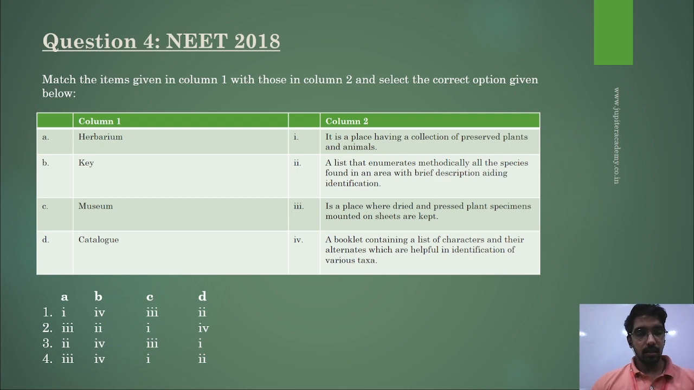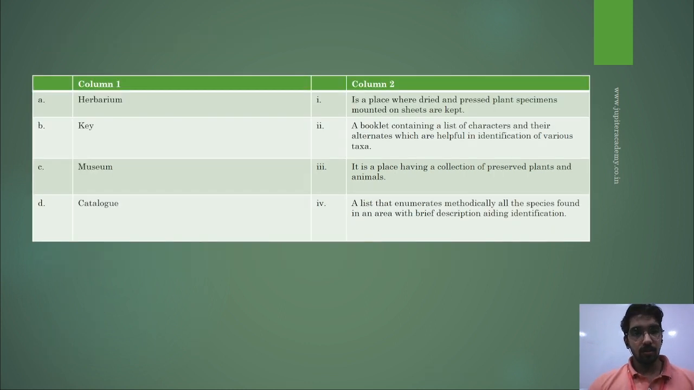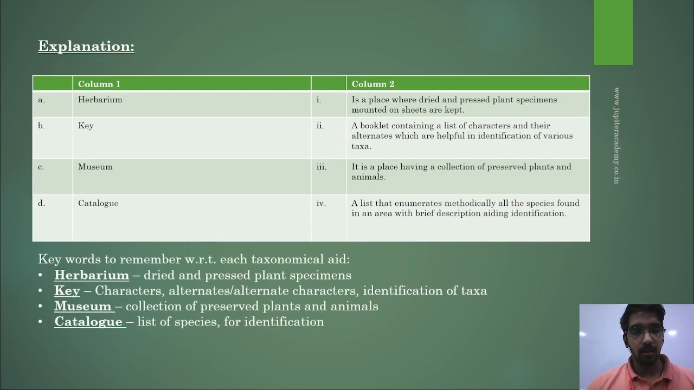So let us confirm the answer. A is 3, B is 4, C is 1, and D is 2. So the answer is option 4. Coming to the explanation for this question, you know that we have to remember the keywords or key terms when it comes to definitions. For herbarium, it is generally dried and pressed plant specimens. This is the word you should be looking for. For key, it is characters or alternative characters and identification of taxa. We use alternating characters to identify a particular organism or a particular taxa. That is what a key is.